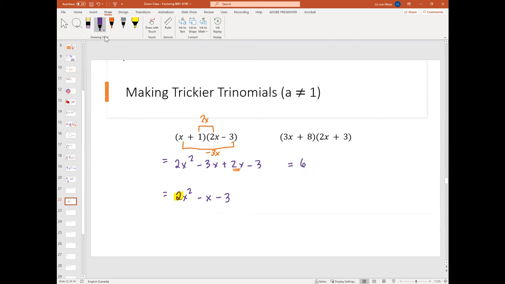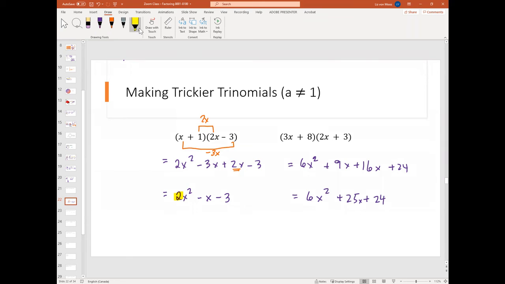This one here, again, 6x squared plus 9x plus 16x plus 24 gives us 6x squared plus 25x plus 24. And this one actually looks like we might be able to factor it by completely ignoring the 6. But there's no way that's going to work. We know there's nothing we can do to make that happen.